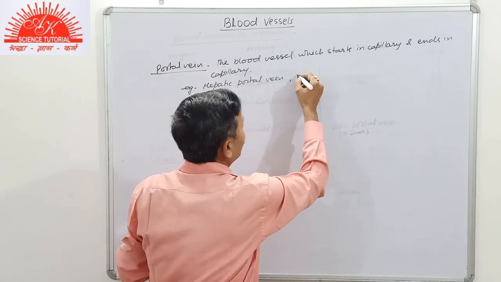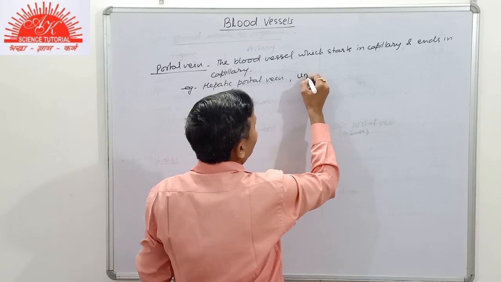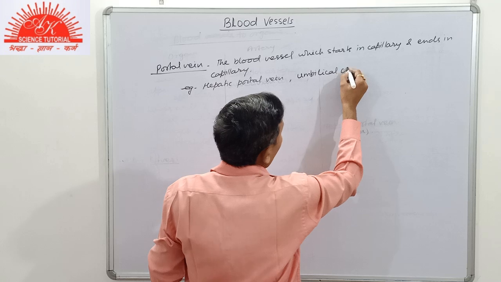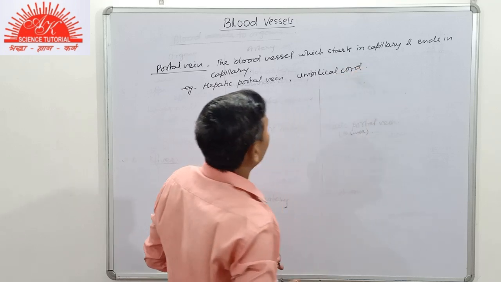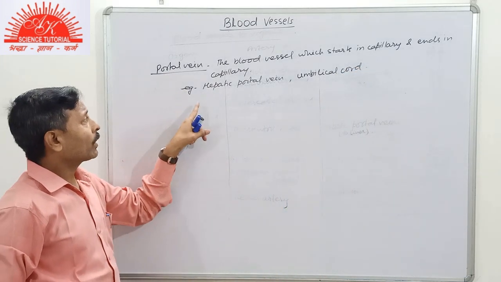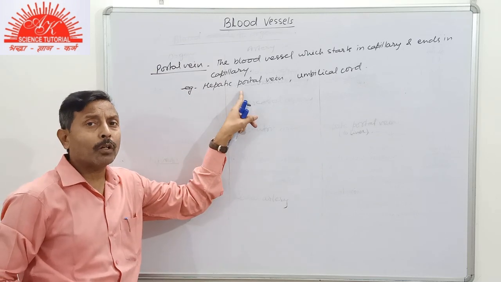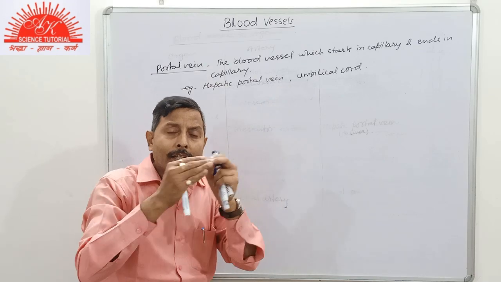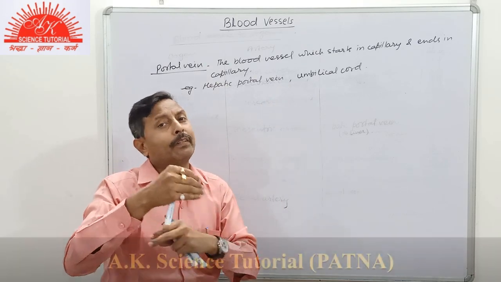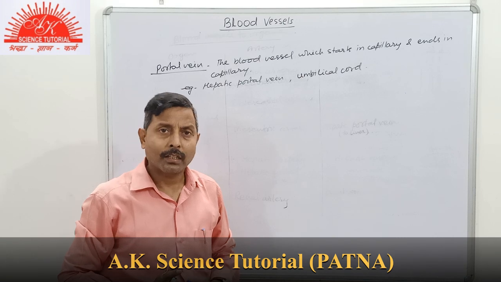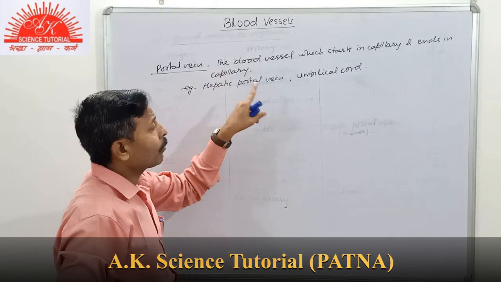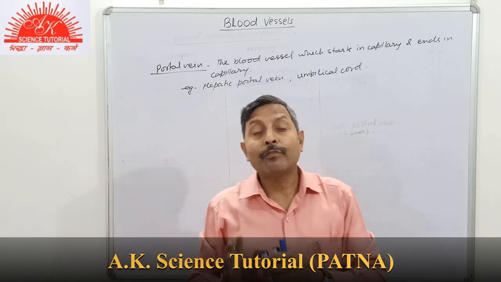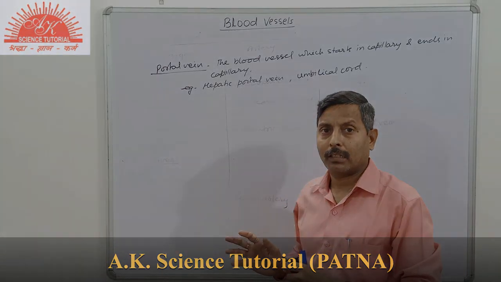As well as there is another one that is called umbilical cord, which we will study in the reproductive system. So this is the portal vein. So the hepatic portal vein starts from the stomach and intestine and enters into the liver, where it again divides to form capillaries for diffusion of substances. Clear, student? So this is about the blood vessels. Now we will study about the lymph and lymph vessels. Clear?